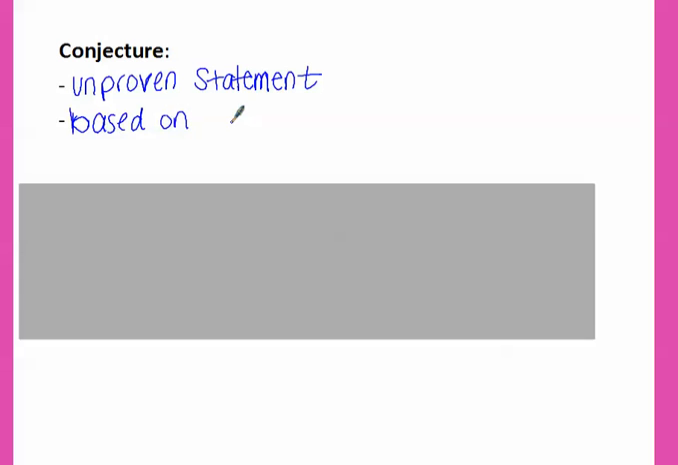Now let's talk about conjecture. A conjecture is an unproven statement and it is based on observations. So, the statement Julie made about the floors in her classroom was a conjecture because she based it on the things she had observed.